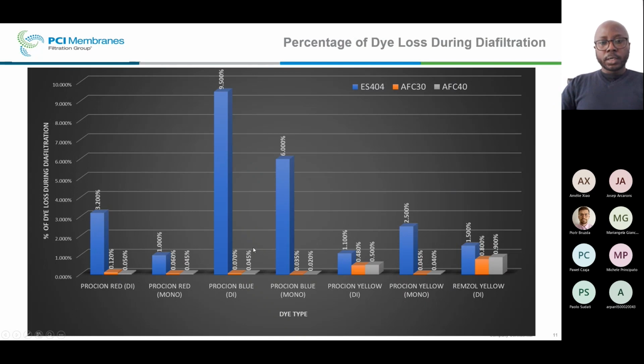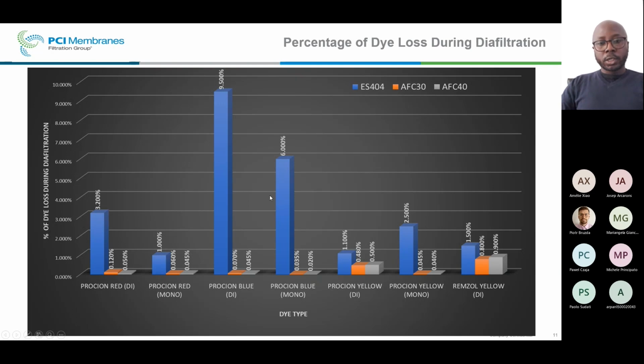So this part of the presentation is to give you an overview of an example of percentage of dye loss when using some of the membrane technology that we use for the desalting process. Looking at the ES404, which is the 4,000 Dalton ultrafiltration membrane, the most open membrane, compared to the AFC 30, which is tightest, and the AFC 40.